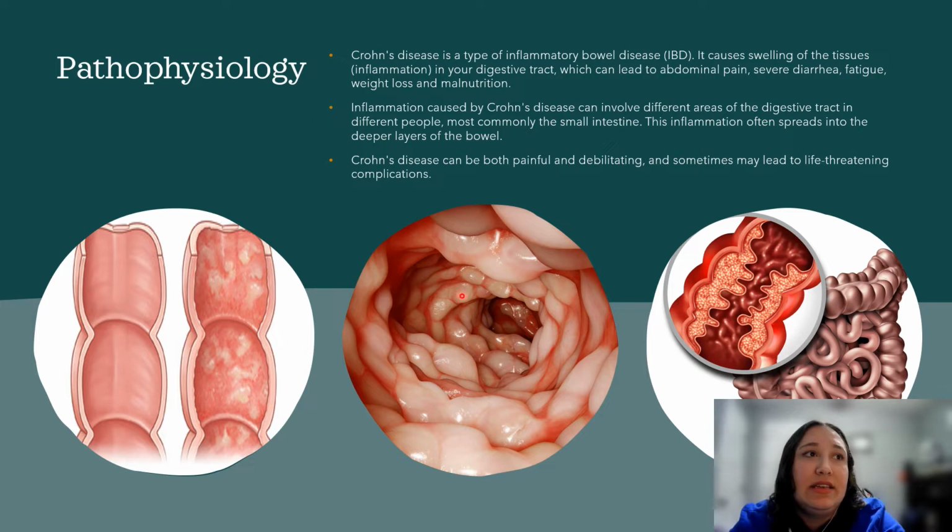I liked this picture. This shows a good example of what the cobblestone looks like. That's one of the telltale signs of Crohn's, this cobblestoning in the intestine, and you can kind of see how it narrows it right here.